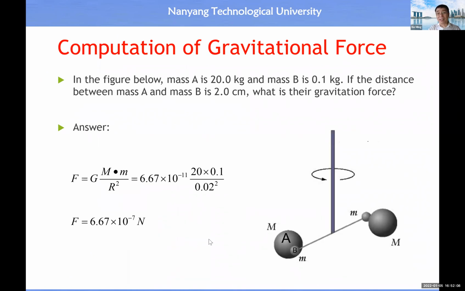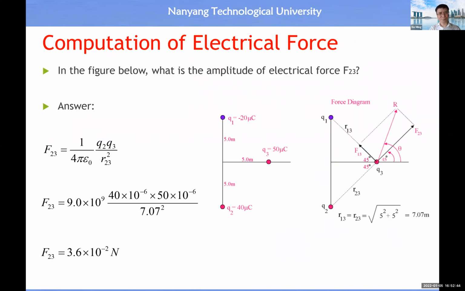And then in this example, let's say we know the mass of point A and the mass of point B, and we know the distance between ball A and ball B. What should be the gravitational force between ball A and ball B? We directly apply this formula because we know the mass of A, the mass of B, and the distance between A and B. Therefore, we know everything, and we can directly calculate the gravitational force.